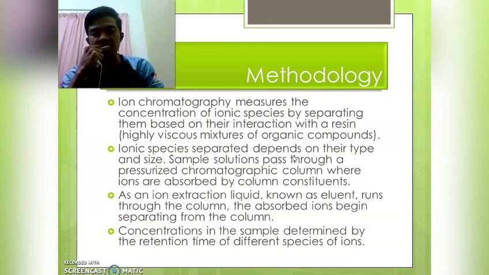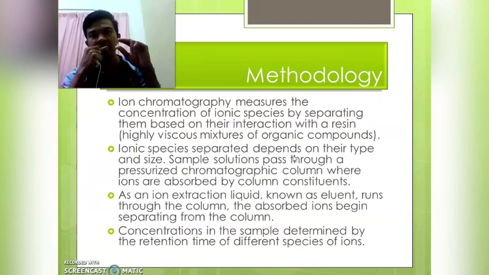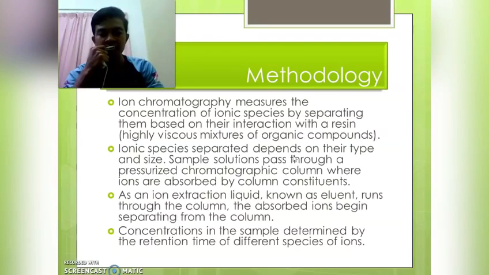The sample solution will pass through the chromatographic column, where the ions are absorbed by the column constituent. Then as an ionic extraction liquid, known as eluent, runs through the column, the absorbed ions begin to spread from the column. This is the one column and the other column. In the first one, the ion is absorbed to the column, and in the second one, the ion is released from the column back to the liquid. So by the retention time, the ionic concentration can be determined.